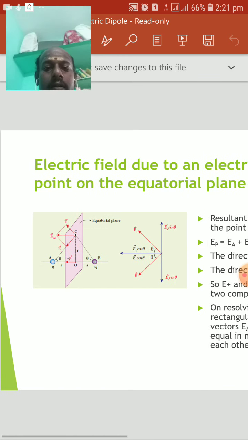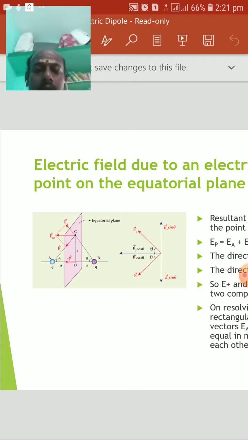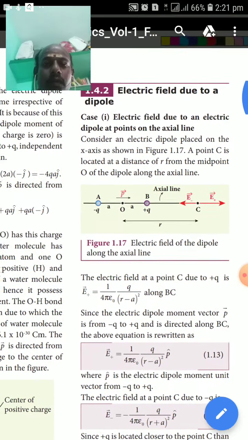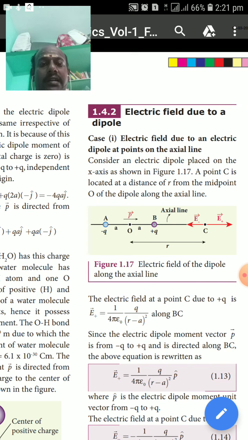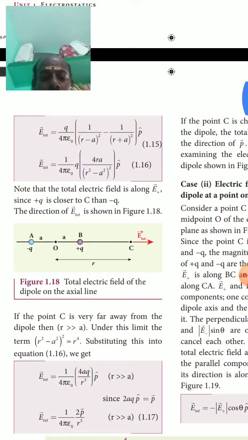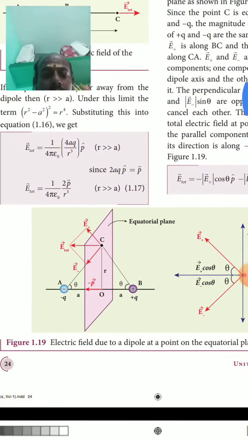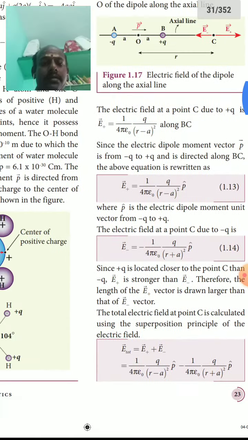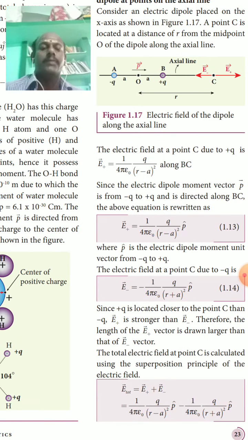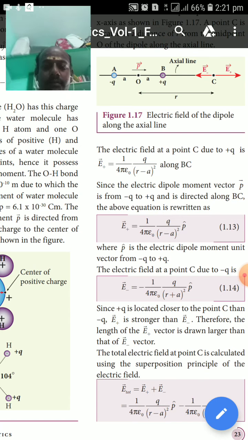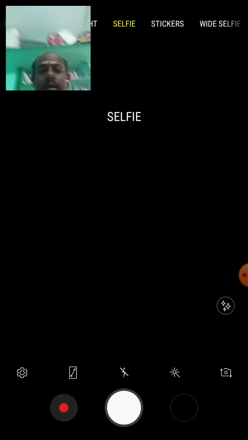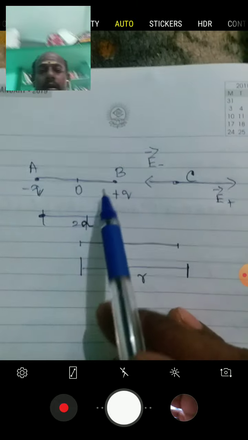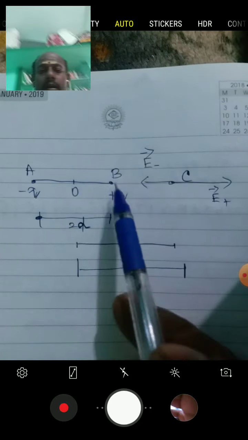First of all, this is the question I would like to explain to you: the electric field due to a dipole in its axial line and also in its equatorial line. Now, you can see the diagram. The first, the axial line, is the line which is present here. So this is the axial line. This is the electric dipole.